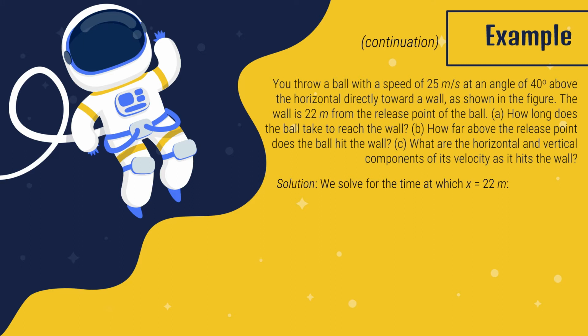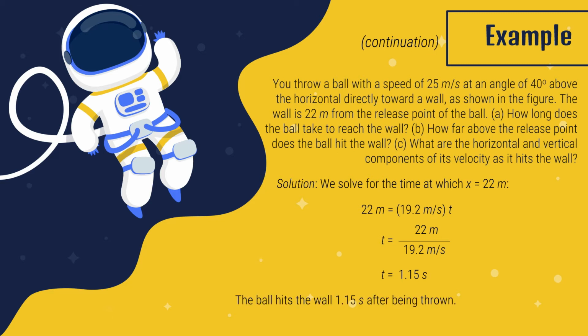From the previous equation, we will now substitute the given and the obtained values. We have 22 meters is equal to 19 and 2/10 meters per second times t. And t is now equal to 22 meters over 19 and 2/10 meter per second. t is now equal to 1 and 1500 second. The ball hits the wall 1 and 1500 second after being thrown.